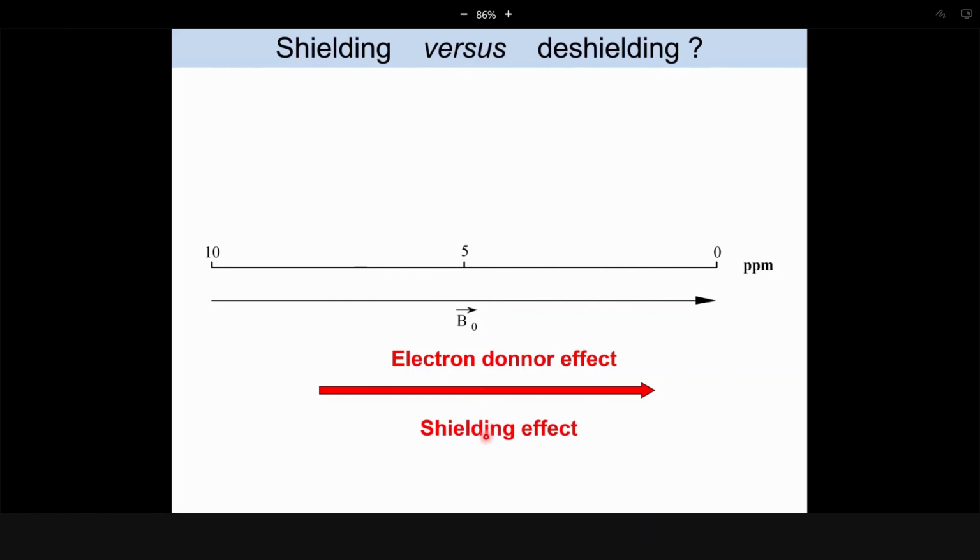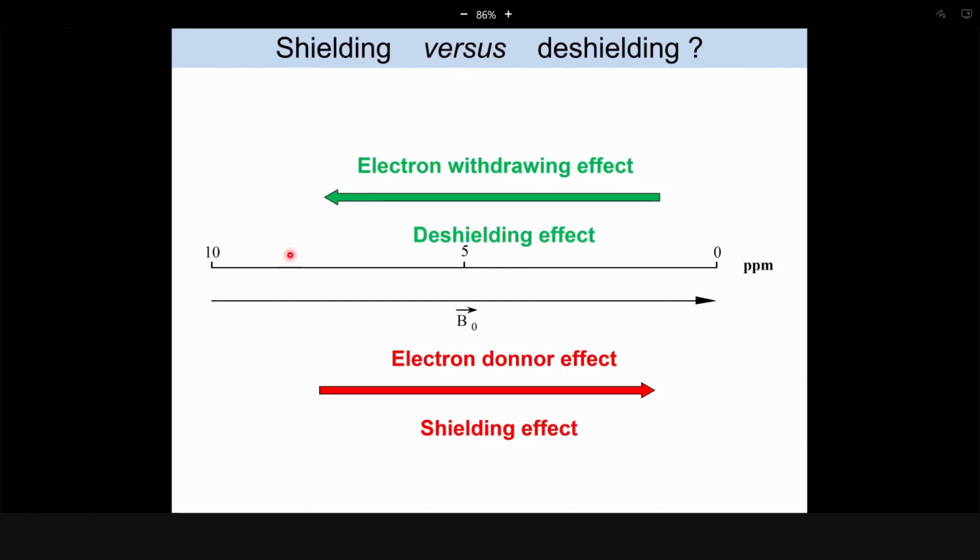On the contrary, if you have a chemical group that withdraws electrons, just like a double bond with an oxygen, for example, then the chemical shift will go up, will increase. Then we talk about a de-shielding effect. Okay, yeah, sorry.